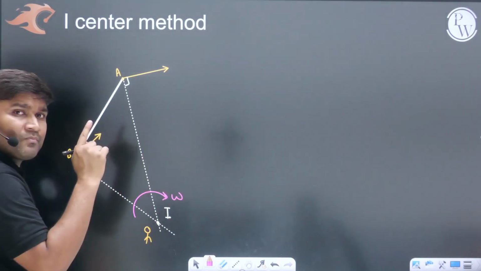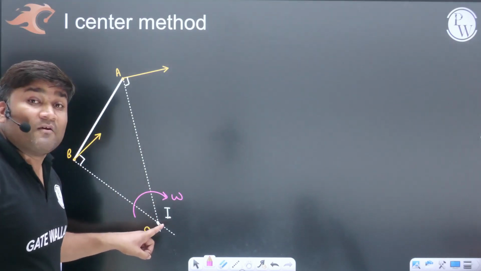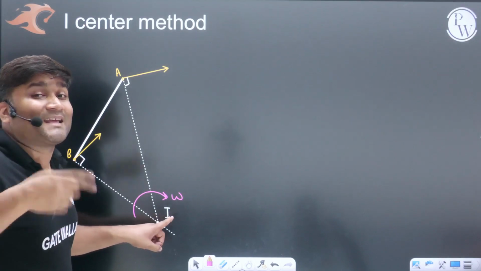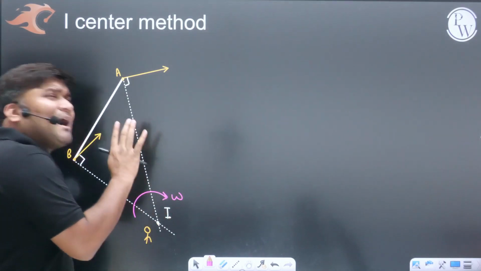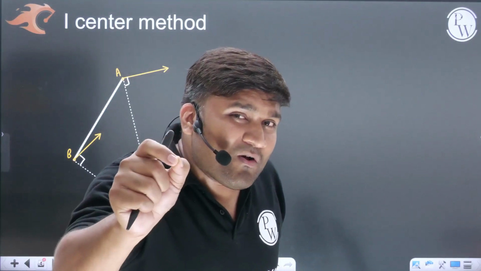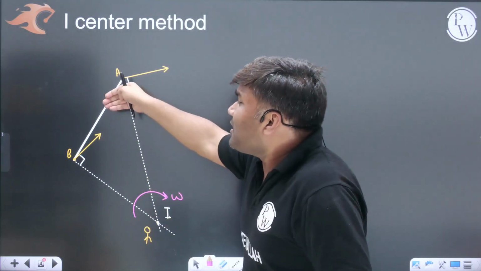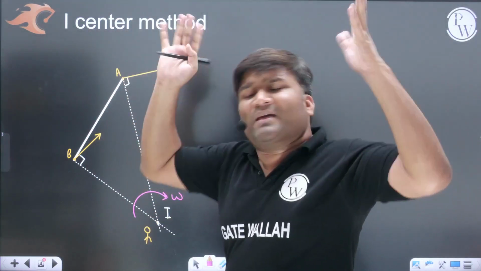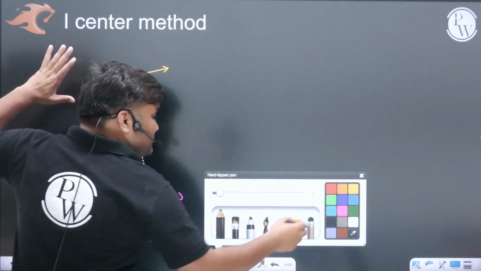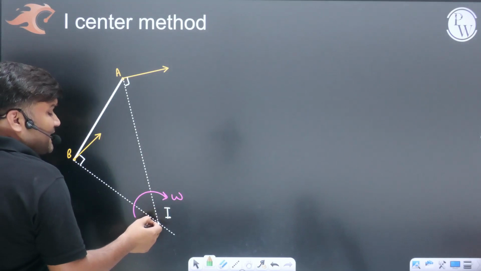Now, if I have already found the location from where I can get the pure rotation feel, and if you can calculate this omega, sir, now the problem is solved. You know from where you are going to get the rotation feel, you know how much the omega is. So, on this link, any point's velocity you can very easily find out. Sir, you know the omega. You know the center's location.